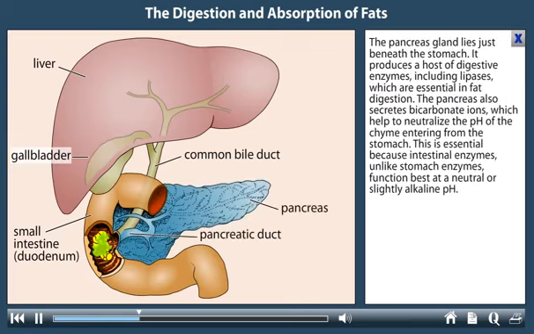The pancreas lies just beneath the stomach. It produces a host of digestive enzymes, including lipases, which are essential in fat digestion. The pancreas also secretes bicarbonate ions, which help to neutralize the pH of the chyme entering from the stomach. This is essential because intestinal enzymes, unlike stomach enzymes, function best at a neutral or slightly alkaline pH.